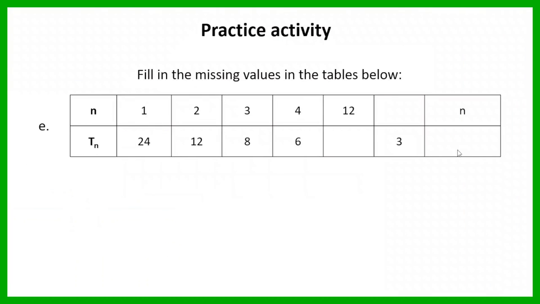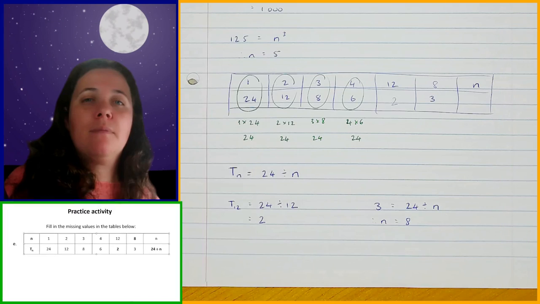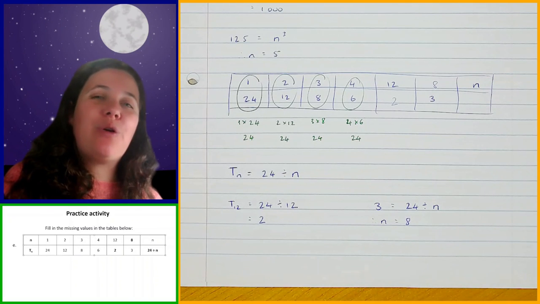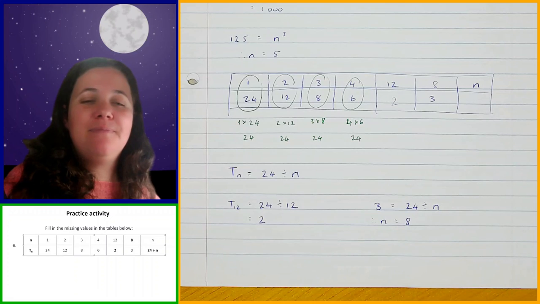So that was a very, very tricky one. If you did get that, well done. If you didn't, now you know. This is a kind of pattern that you can come across. So we have 24 divided by n as our rule, okay? Then over here, it was 12 and 2. So the 12th term was equal to 2. And over here, I had the 8th term was equal to 3. Okay, and that is how we work with numeric patterns in tables.